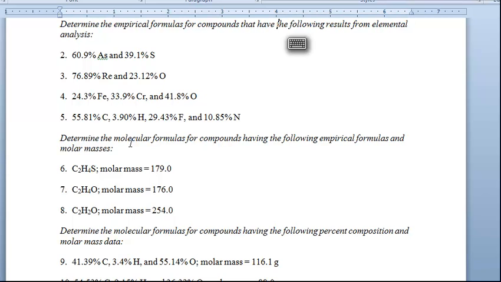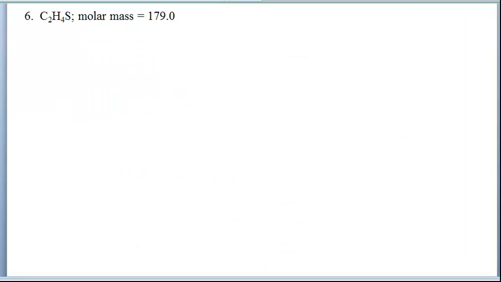This is now getting into molecular formulas. So it says determine the molecular formulas for compounds having the following empirical formulas and molar masses. Okay, so now there's 2 pieces of information. You're being given the empirical formula, which is this, and then the molar mass. Okay, and the molar mass corresponds to the actual molecule. Whereas remember, the empirical formula is simply the lowest whole number ratio of the mole ratio among the elements.